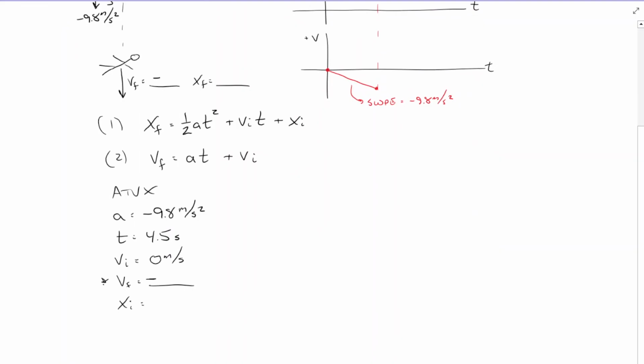I have an initial position. We actually have an altitude. You might actually know the altitude. If they told it to you, you could write that value. But since we don't know, we're going to get 0 meters. And we're actually going to find a final position.